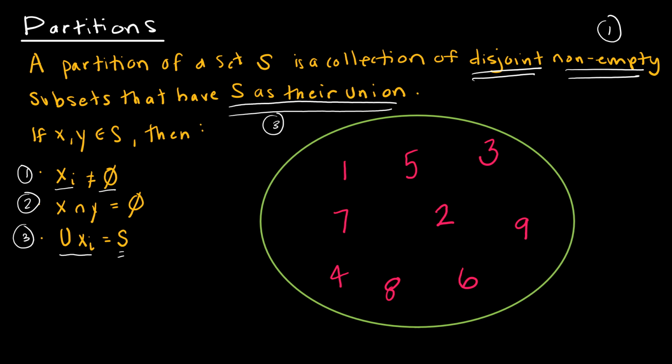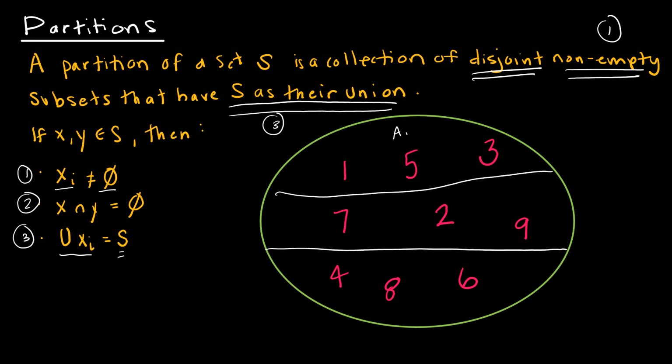So let's look at how I could possibly partition the digits 1 through 9. I could just randomly partition them. This would be considered a partition. Let's call this A1, A2, A3. Was there any rhyme or reason to how I partition these? No, but does it fit the bill in terms of a partition?